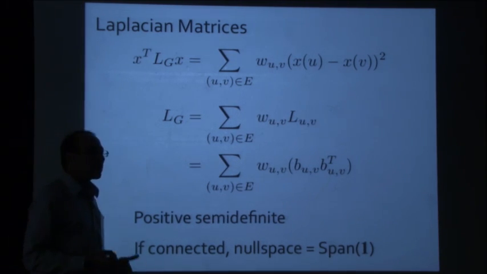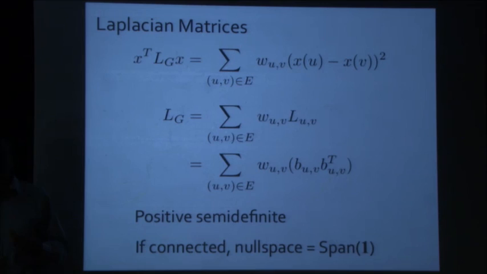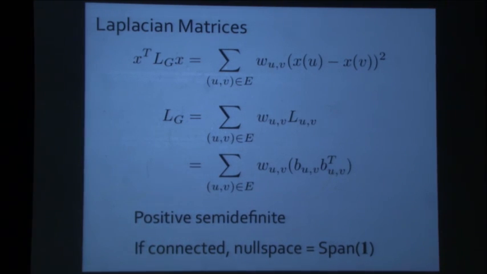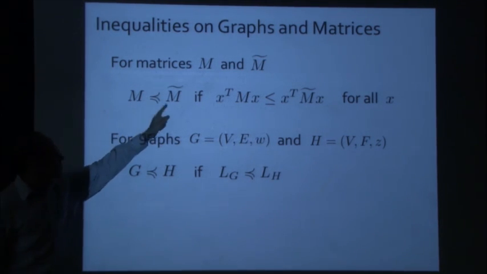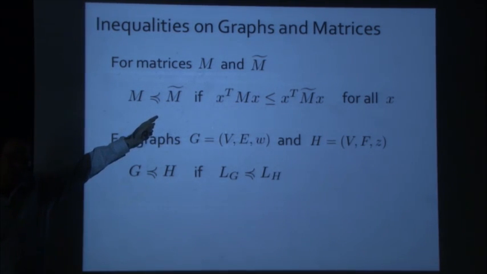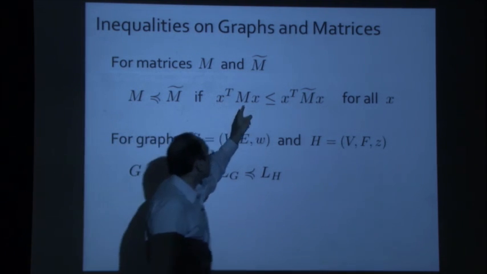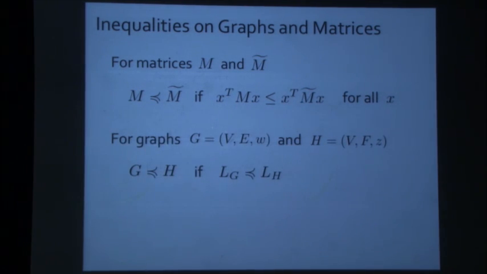OK, I've told you a little about the Laplacian. Now I can tell you what it will mean to me for one graph to approximate another. Or more importantly, what it will mean for their Laplacians to approximate one another. We'll start with the definition for matrices, borrowing notation, which I first learned in optimization, where people will say that one matrix, say M, is less than or equal to another matrix M tilde, if the quadratic form in M is always less than or equal to the quadratic form in M tilde for all vectors.